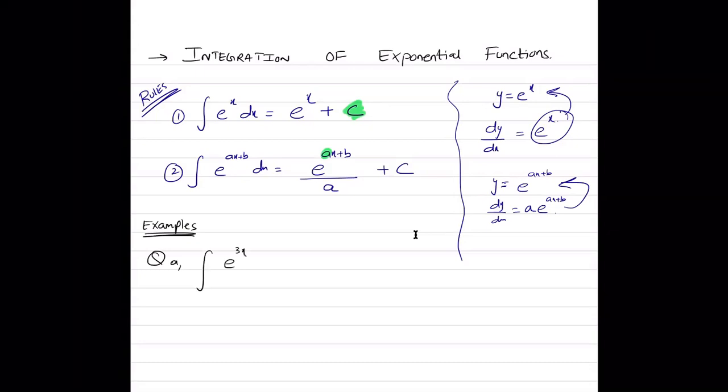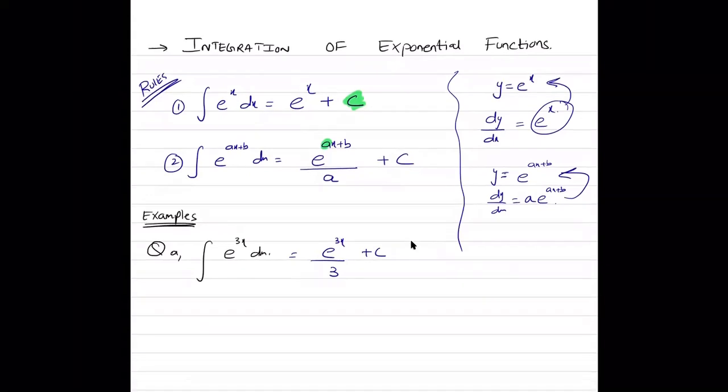Integration of e to the power of 3x dx. What is the integration going to be? E to the power of 3x upon the differentiation of the power, that is 3, plus c. Then e to the power of minus 2x dx, the integration is going to be e to the power of minus 2x upon minus 2 plus c. Correct?